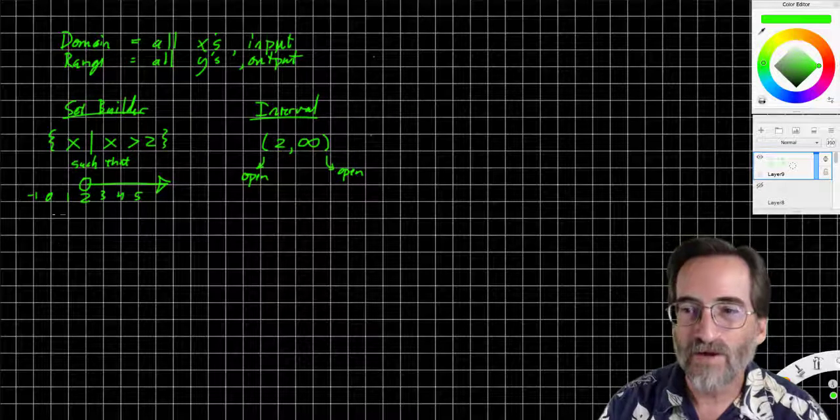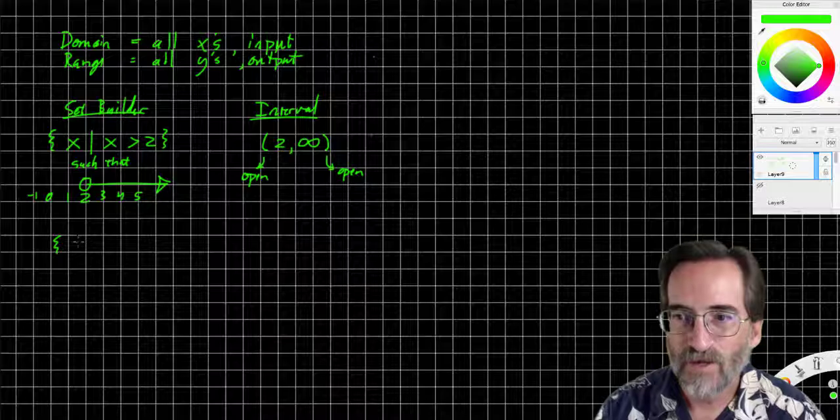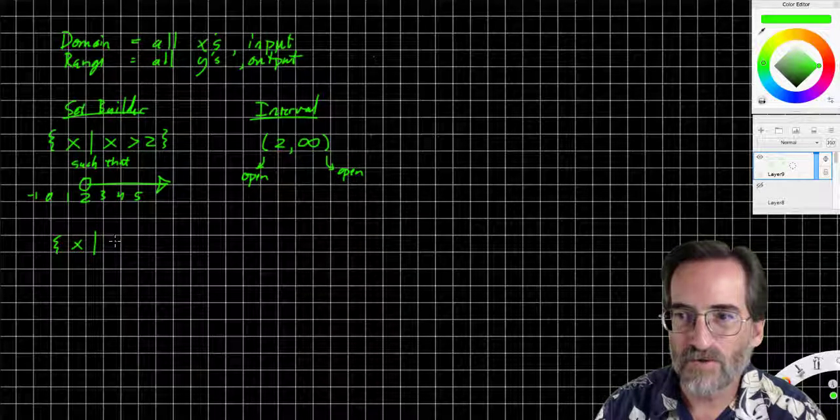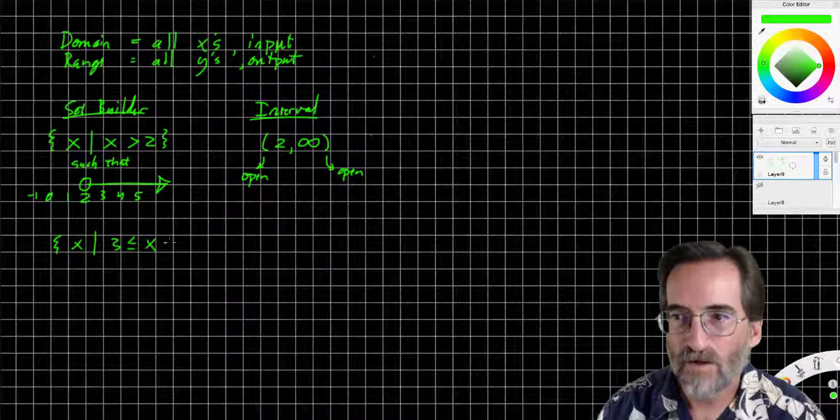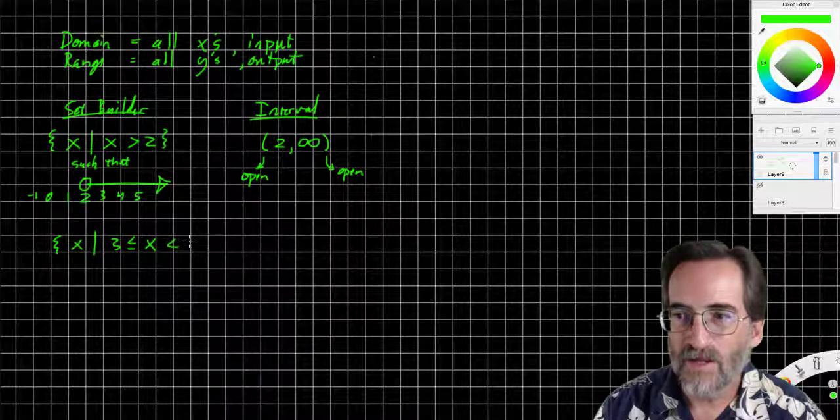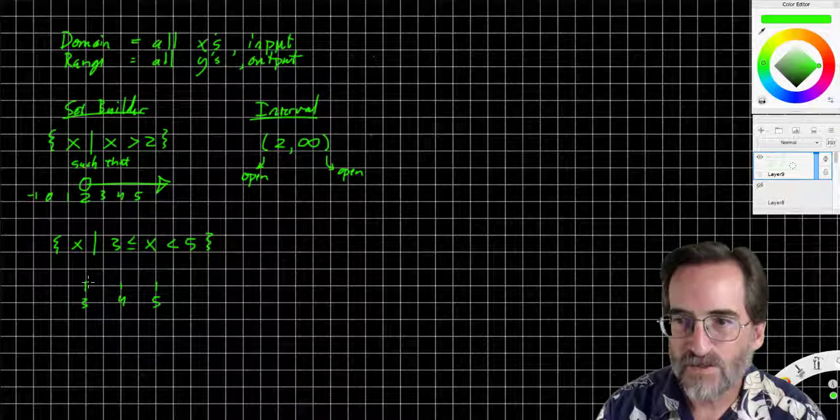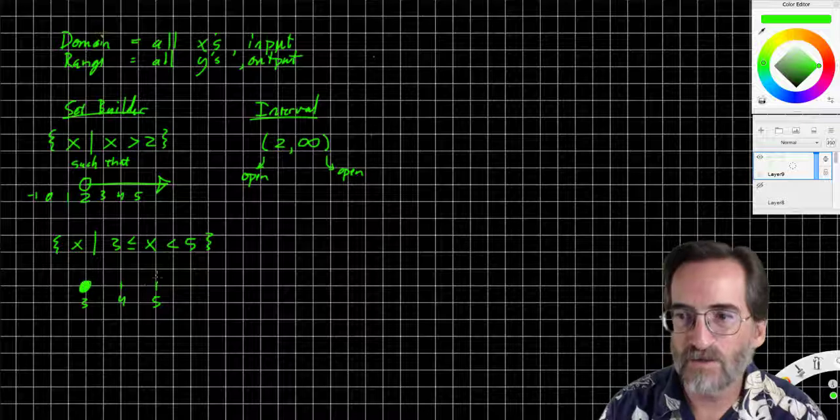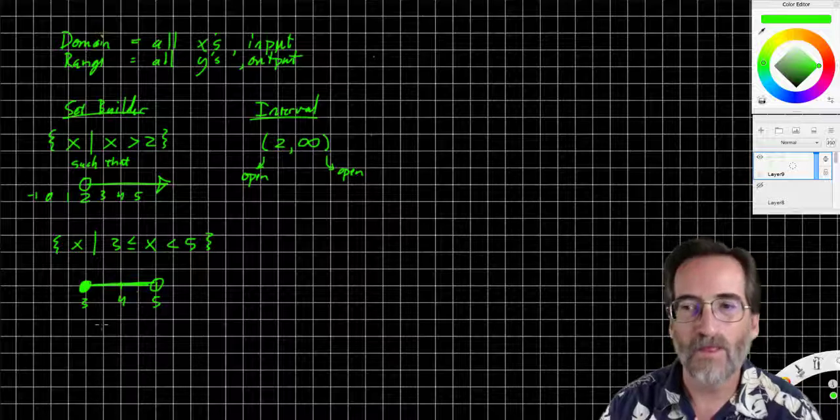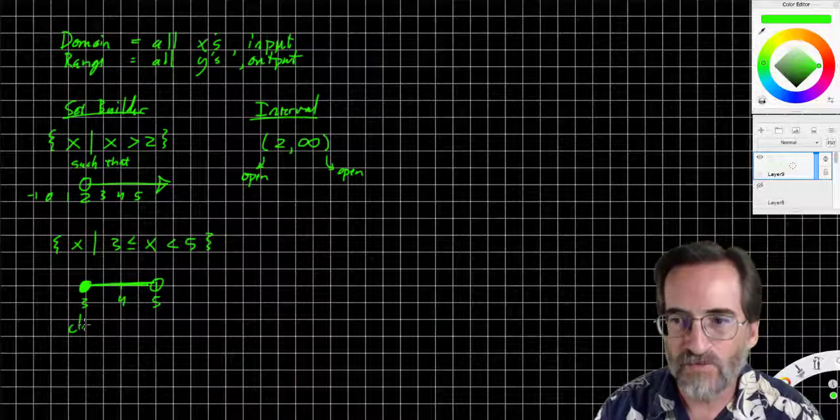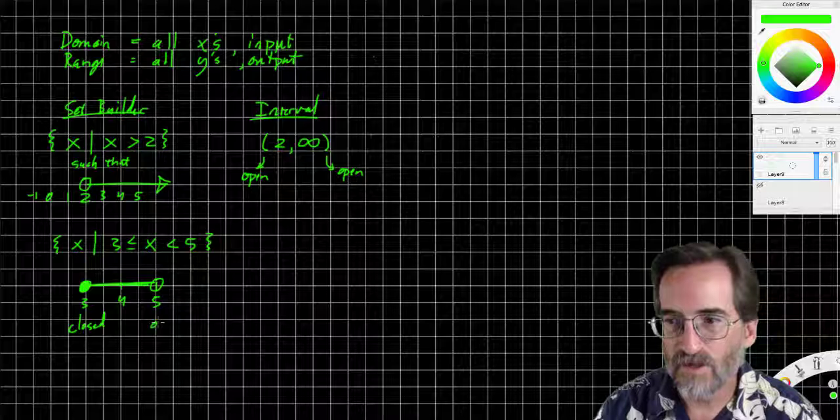What if I change this notation to read all x such that x is greater than or equal to 3 and it is less than 5? We would say x is between 3 and 5. So here's 3, here's 4, here's 5. We would close or shade in the 3. We would not shade in the 5, and we would graph the numbers between. So that's a closed boundary, and this is an open boundary.